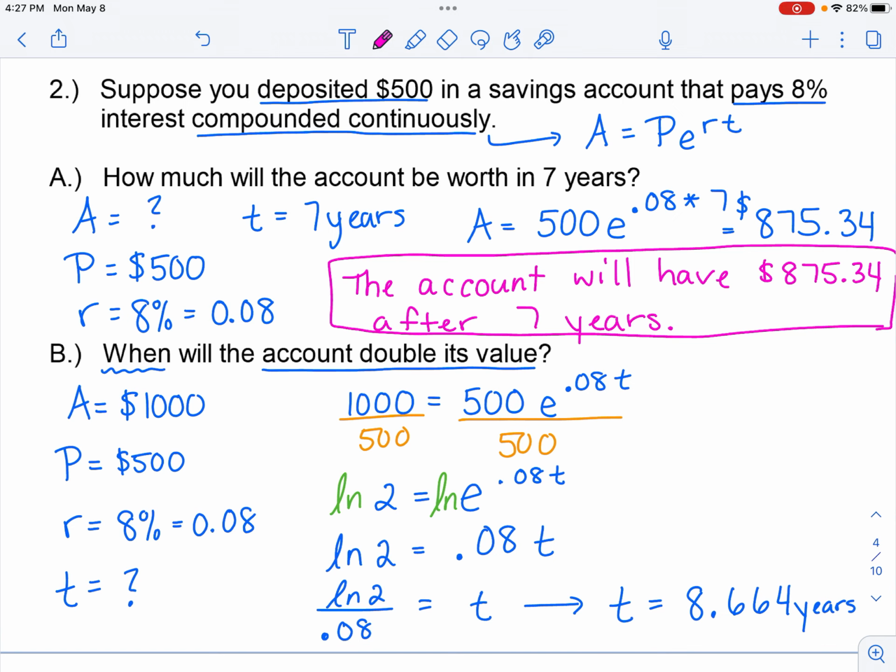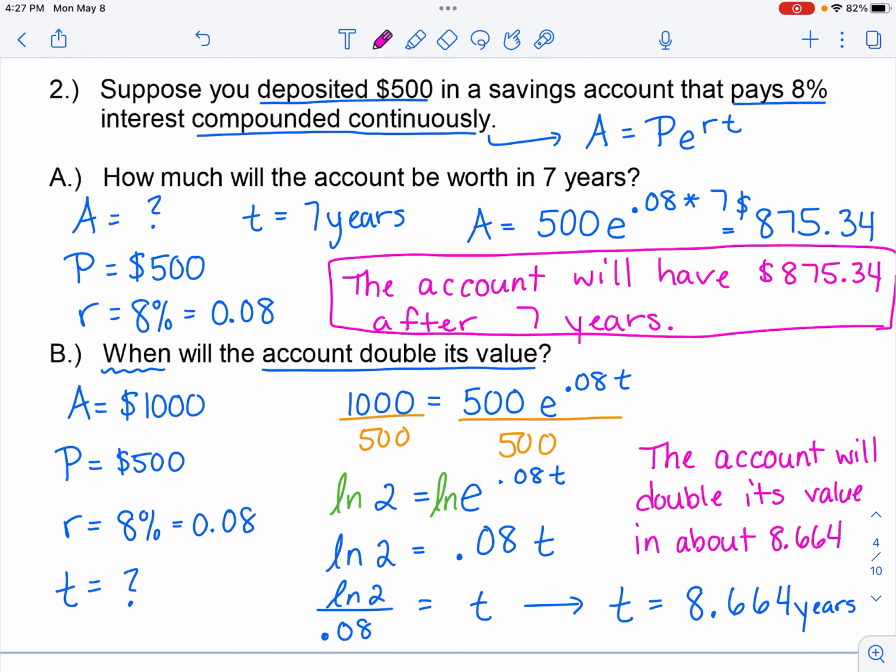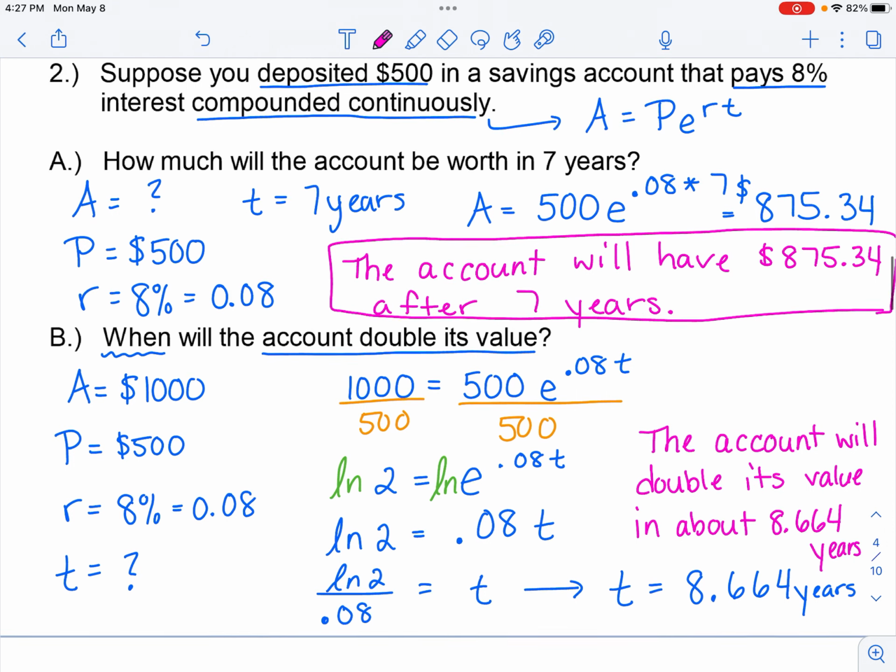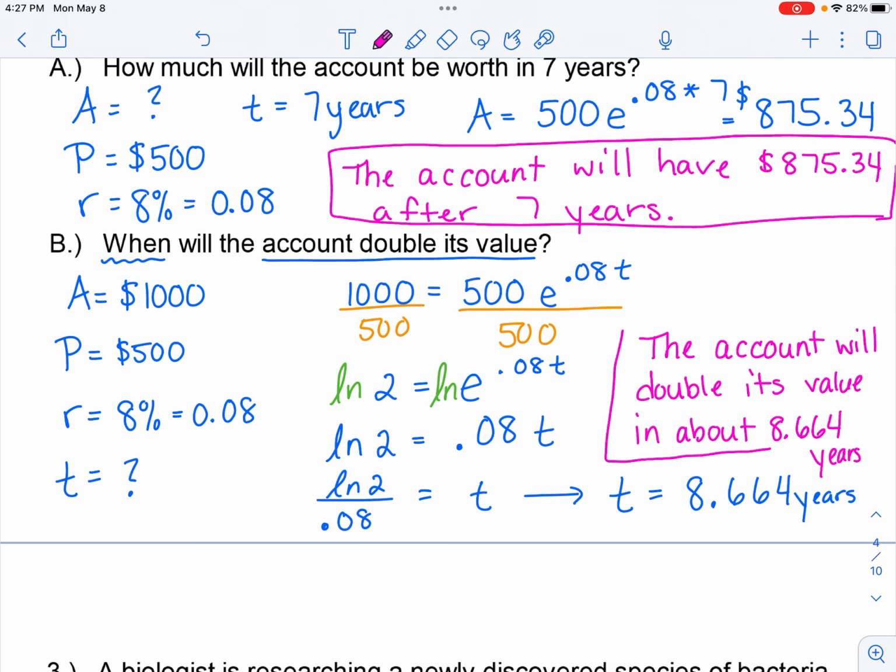So as far as the final answer goes, I'm going to say the account will double its value in about 8.664 years. Now, because I put the word about in there, I could round this and say maybe about 8.7 years or 8.66 years. I could round it a little bit differently. The important thing is I can keep it in terms of years. I do not need to convert this into years and months, okay?